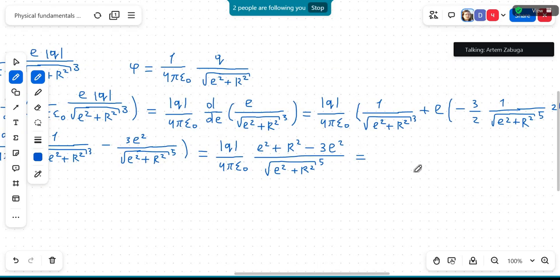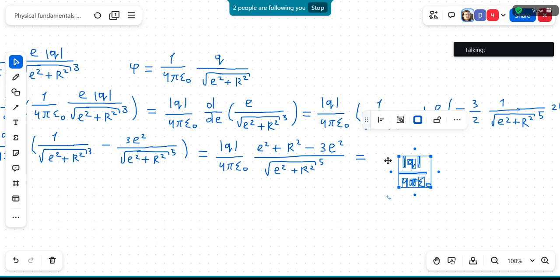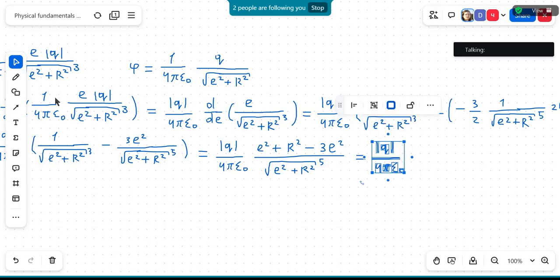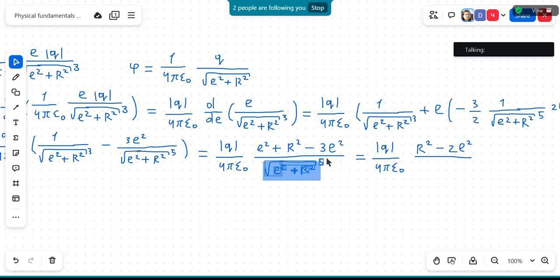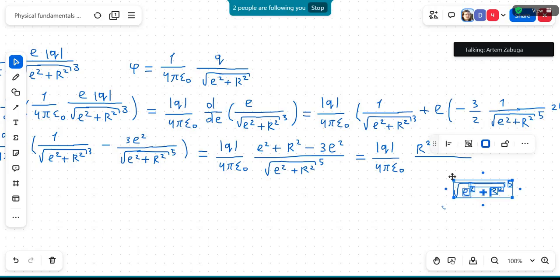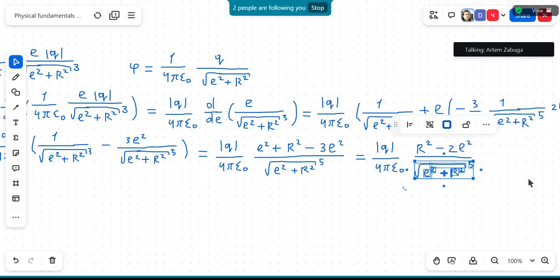And this will result in R to the power of 2 minus 2 L to the power of 2, divided by this square root to the power of 5.